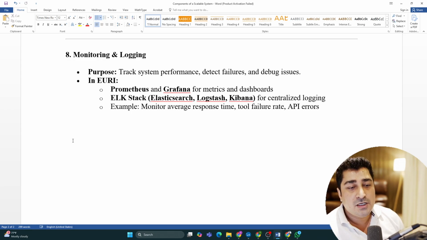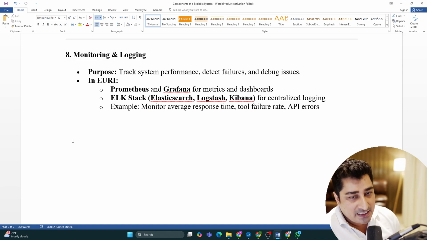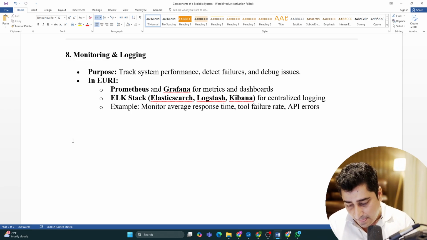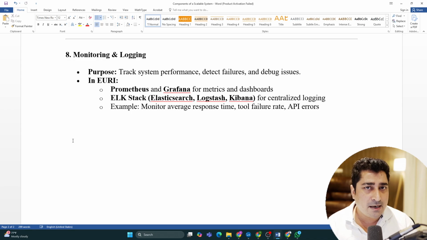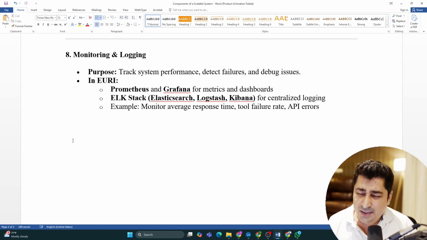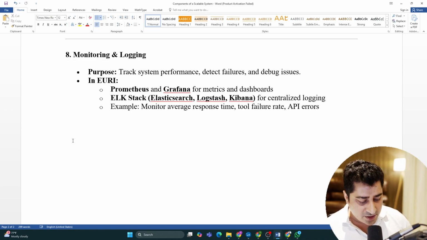Now, we are using Prometheus and Grafana for dashboarding and to generate all of these metrics, and we are using ELK, Elasticsearch, Logstash and Kibana, for centralized logging inside Euron, so that we can monitor response time. When we say that within maybe 30 milliseconds my system is supposed to respond, is it responding to all the users? That is something we try to monitor. If you integrate some MCP tool, will it fail or succeed? In which case is it failing, in which case is it succeeding, and whether it's an error from the backend side or the client side.